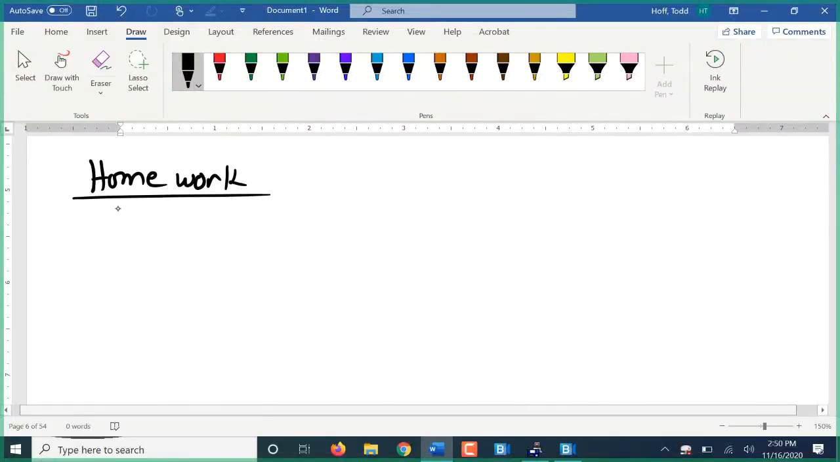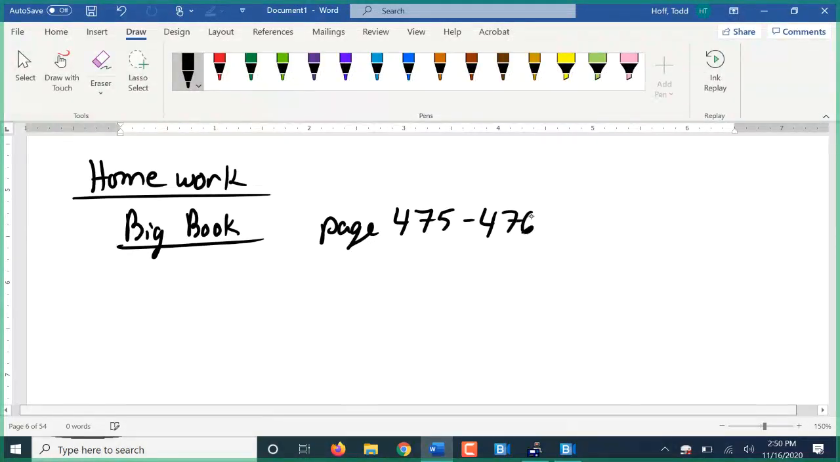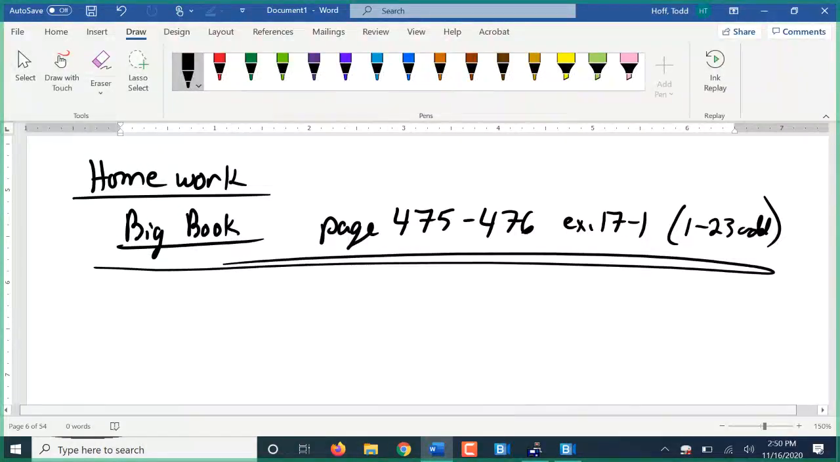So your homework here out of the big book, you're going to be looking at page 475 through 476, exercise 17-1, 1 through 23, the odd. Solving systems of equations with graphs. Again, be very careful with them. If you have grid paper, use it.